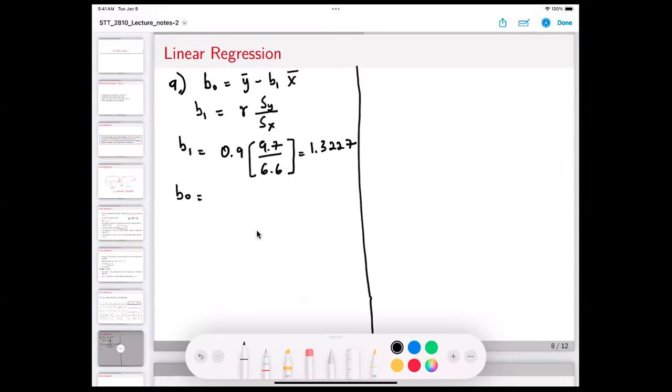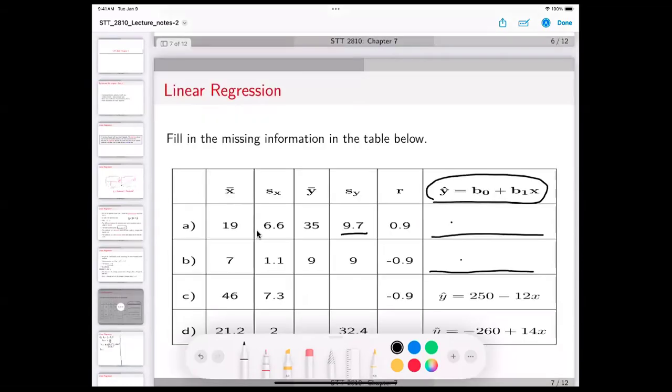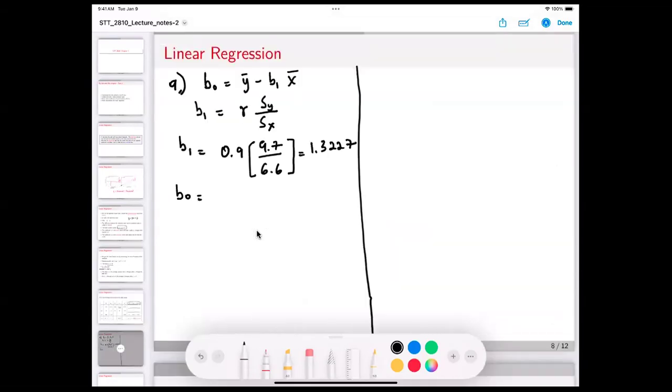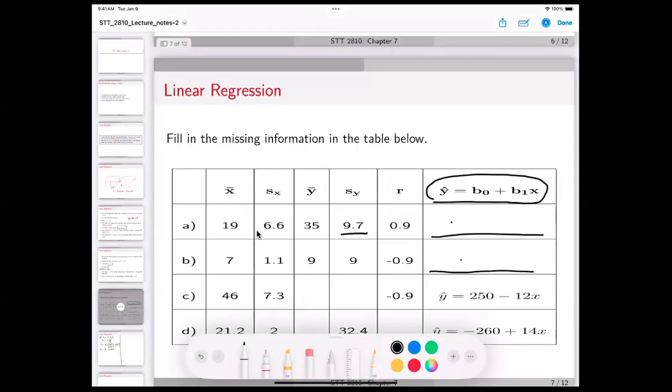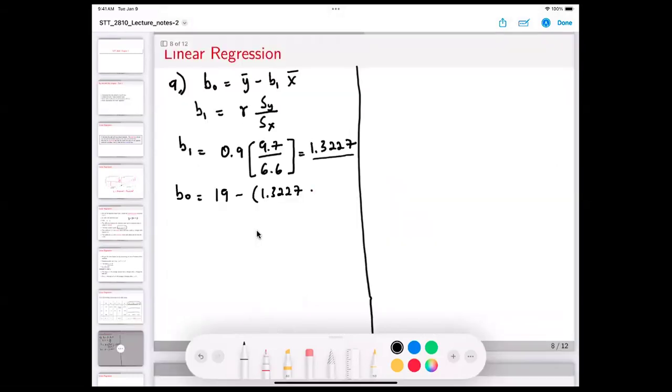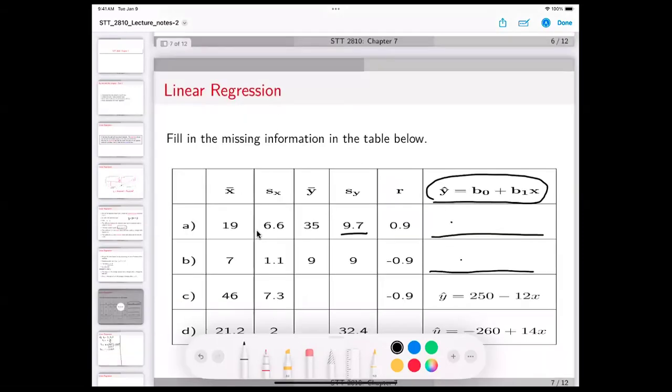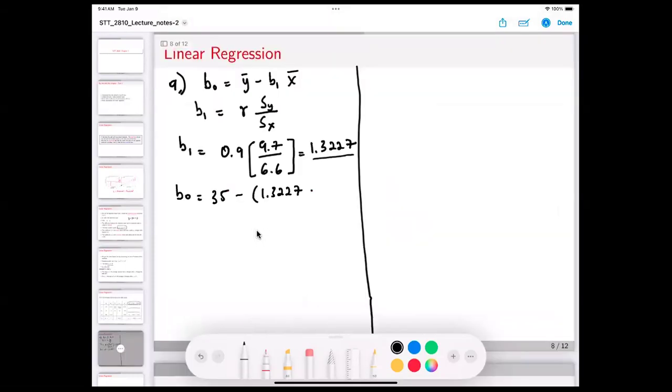Beta naught is what? Y bar. Y bar here is 19, minus beta 1. You see, we are going to use the beta 1 we got here. Is that okay? So beta 1 is 1.3227 times x bar. X bar, no, I think y bar is 35. I miswrote it. So y bar is 35. You can see from here. Y bar is 35. And then x bar is 19.